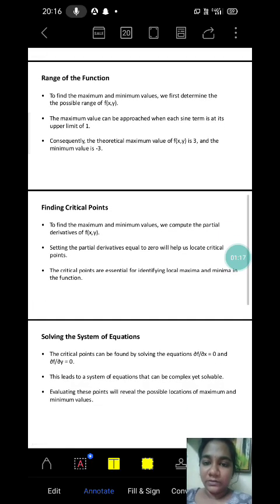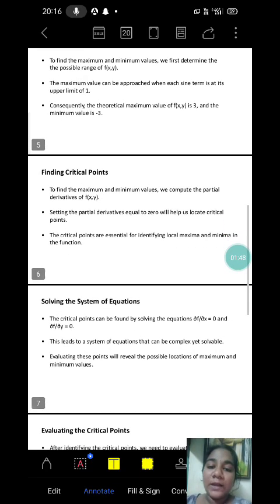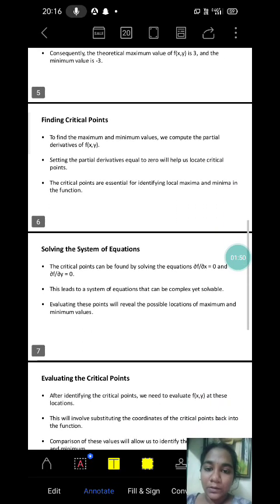Range of the function. To find the minimum and maximum values, we first determine the possible range of f of x comma y. The maximum value can be approached when each sine term is at its upper limit of 1. Consequently, the theoretical maximum value of f of x comma y is 3, that is positive, and the minimum value is -3, that is negative.